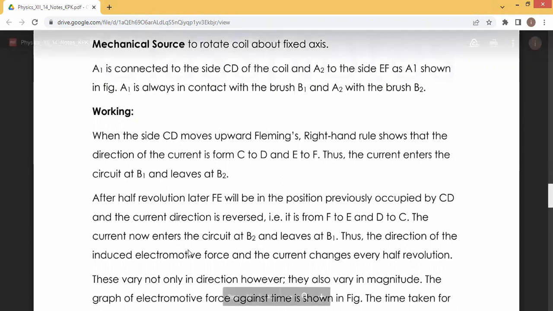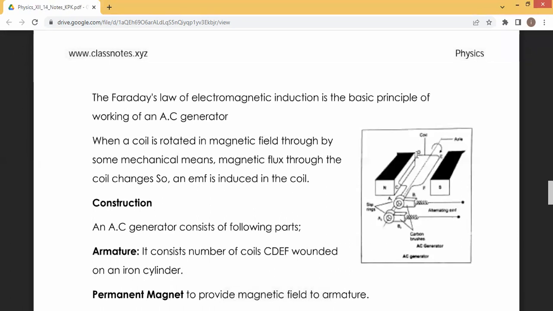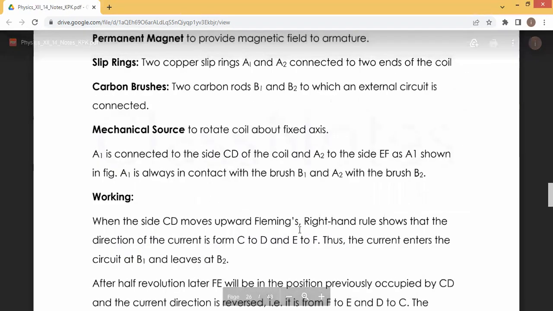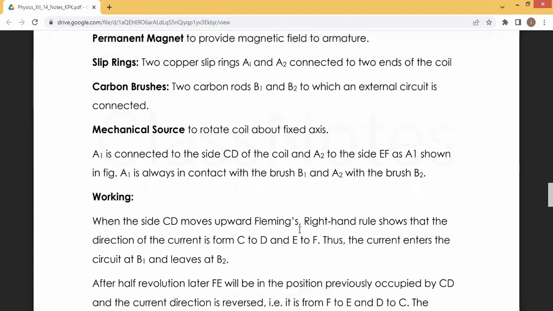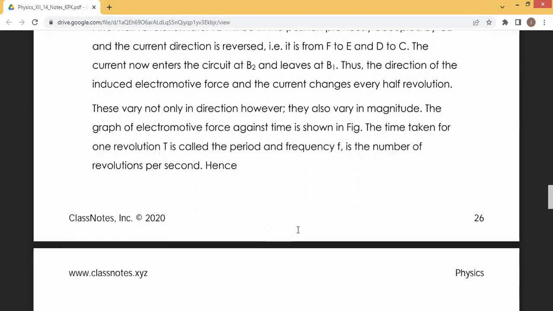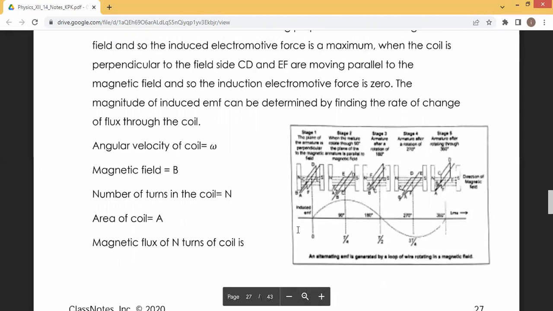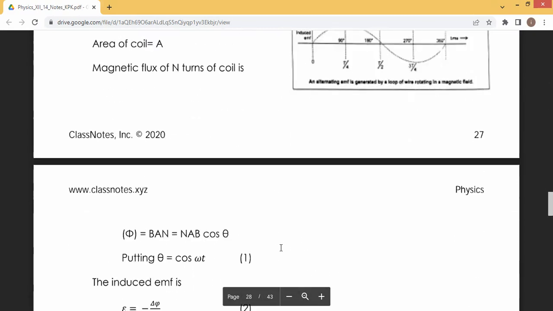So what is the working? When the side CD moves upward, the right hand rule shows that the direction of current is from C to D and E to F, thus the current enters at B1 and leaves at B2. After half revolution, side EF will be in the position previously occupied by CD, and the current will flow from point 1 to point 2. So it will be from C to D, E to F, then again C to D, E to F respectively.